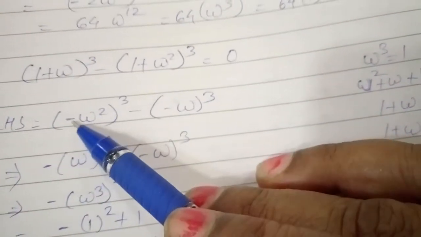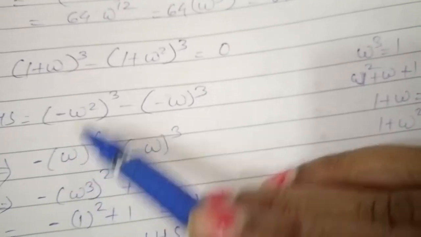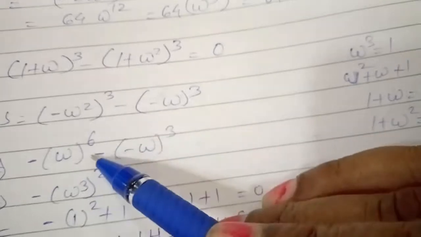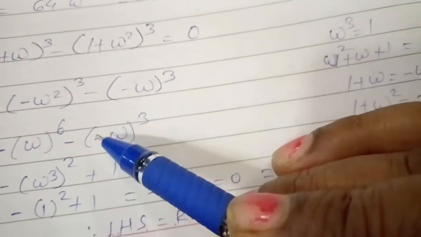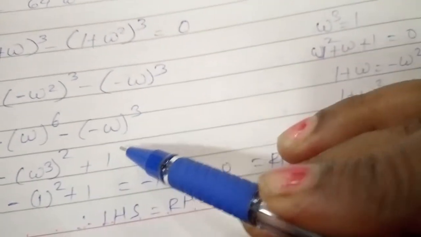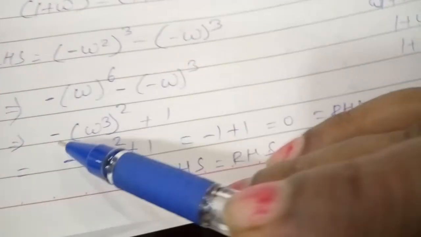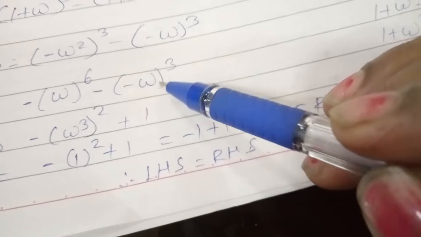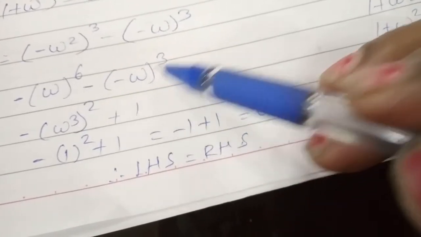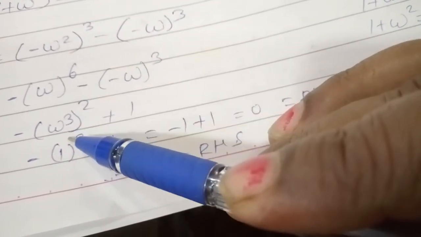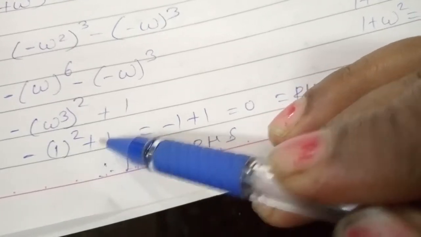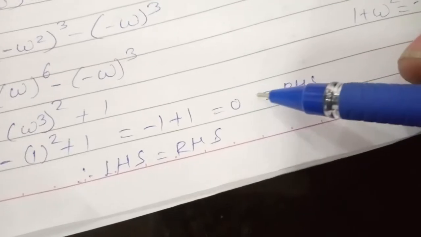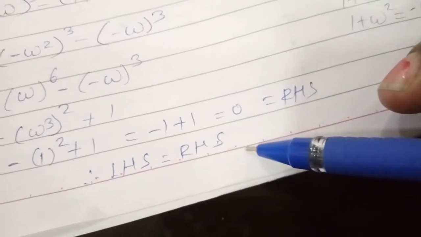Now see, I take this minus sign outside, so omega square raised to cube, that is 3 2s are 6, and again this minus omega cube is as it is. Now minus, I split this, that is omega cube raised to 2, and this minus minus plus, and omega cube का value है 1. So here we get the 1 square, so minus 1 and plus 1, so the 1 get cancelled. Answer is 0, and so LHS equals to RHS.